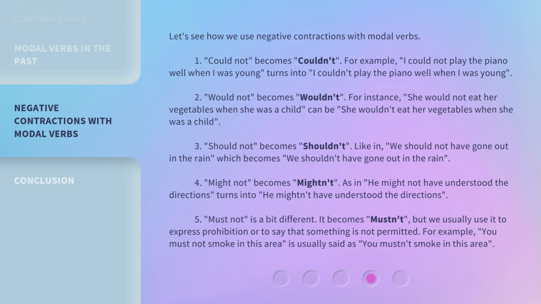3. Should not becomes shouldn't. Like in, we should not have gone out in the rain, which becomes we shouldn't have gone out in the rain. 4. Might not becomes mightn't. As in, he might not have understood the directions, turns into he mightn't have understood the directions. 5. Must not is a bit different. It becomes mustn't, but we usually use it to express prohibition or to say that something is not permitted. For example, you must not smoke in this area is usually said as you mustn't smoke in this area.